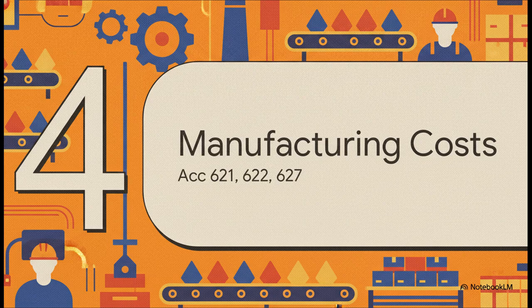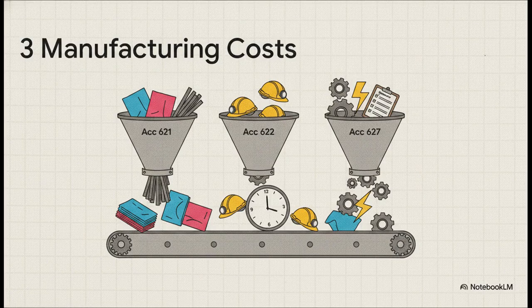Section 4, manufacturing costs. This is where the magic happens, on the factory floor, where our materials, machinery, and labor all finally come together. In standard manufacturing accounting, we accumulate our production costs into 3 core buckets. Account 621 captures direct materials, so the raw physical ingredients. Account 622 captures direct labor, the wages of the line workers actually assembling the product. And account 627 is manufacturing overhead. This one catches literally everything else in the factory: machine depreciation, supervisor salaries, the factory electricity bill, you name it.